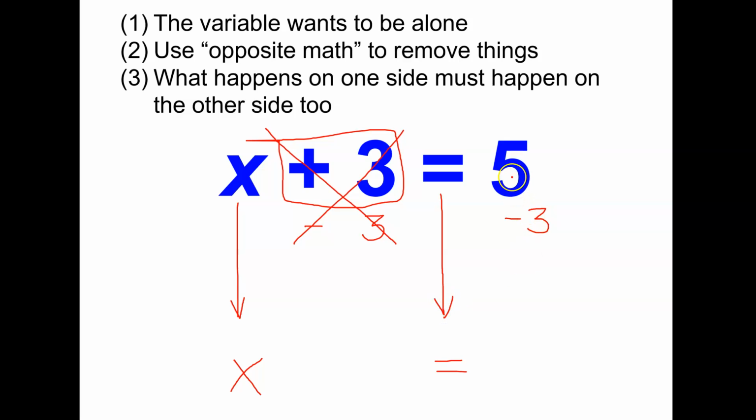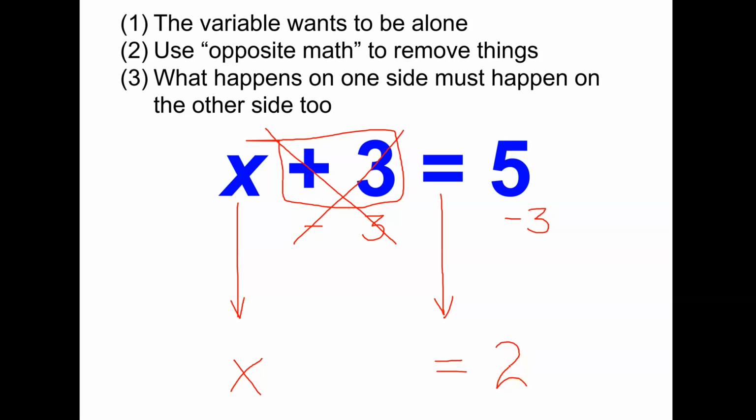And then we have 5 minus 3, which of course is 2, which is exactly what we thought x would be worth, because x being 2 means 2 plus 3 equals 5. By saying that x is equal to 2, we are saying that these two things, x and 2, are the same, and they can replace each other.